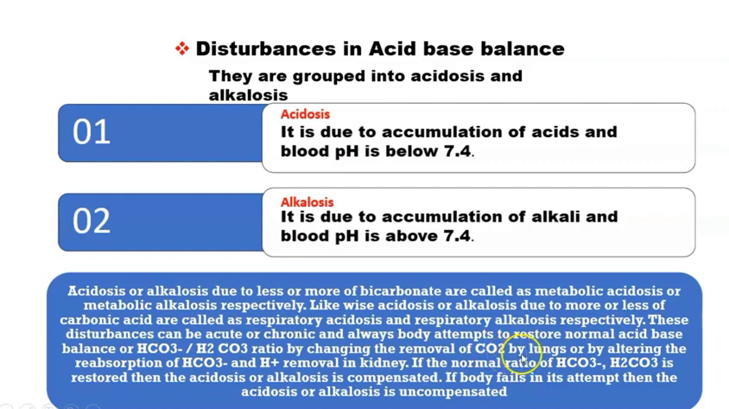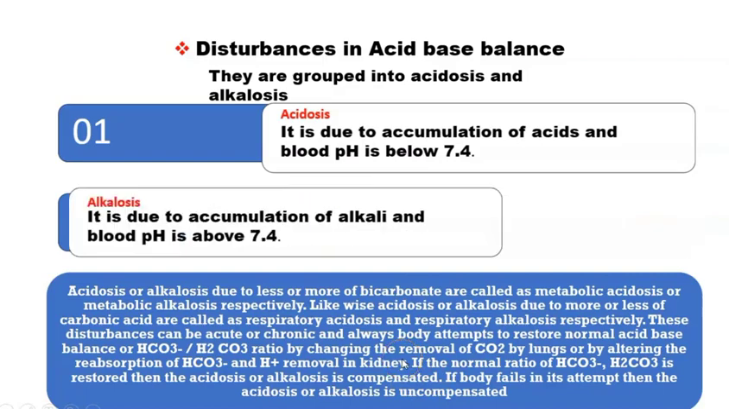Removing CO2 by the lungs is blowing off the carbonic acid. And again, the kidney will reabsorb bicarbonate and excrete the hydrogen ions from the system. That happens in the kidney. So if the normal ratio of bicarbonate and carbonic acid is restored, then the acidosis or alkalosis is compensated. So that is the brief of what we are about to discuss.